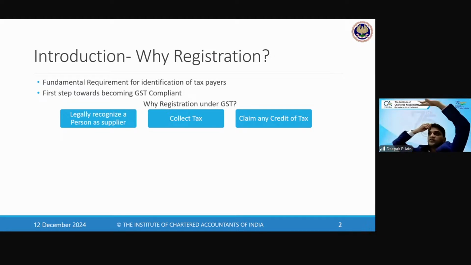So you're getting two advantages. You can collect the taxes from the customer and you can claim the ITC. See the flip side if you're not registered. If you're not registered and you're making a sale which is crossing the threshold limit, you will not get the benefit of input tax credit. You can collect from your customers and you can claim the ITC, so two advantages are there when you go for registration.